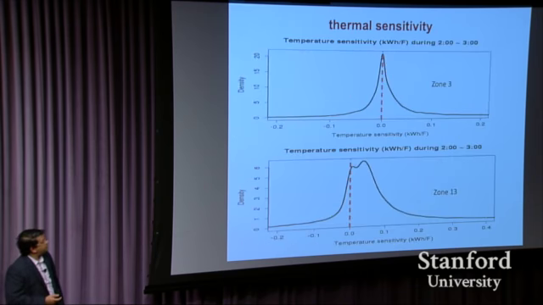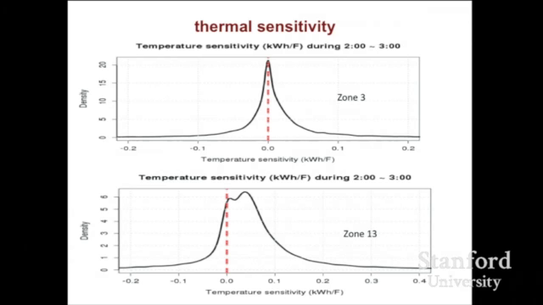So here's what we found. Here I'm looking at zone 3. That is, again, San Francisco. You can see that, on average, you don't have much thermal sensitivity, okay? So that coefficient is very low.